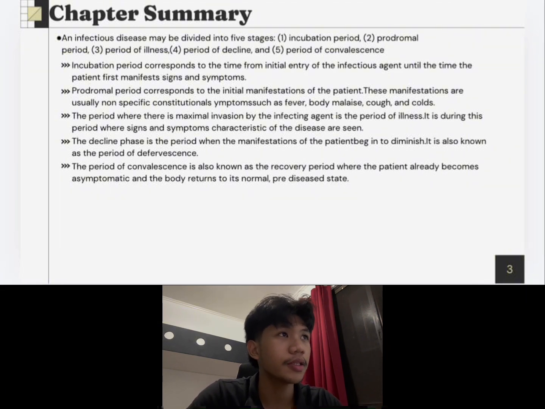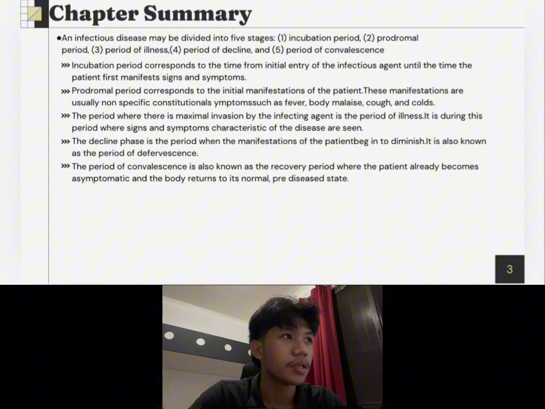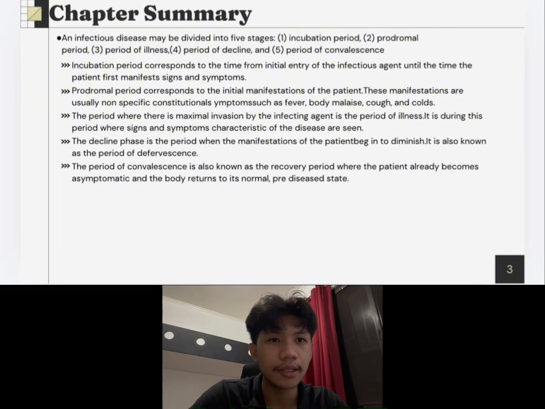And next, the third one is the period where there is maximal invasion by the infecting agent. This is the period of illness. It is during this period where the signs and symptoms characteristic of the disease are seen. This period also has the most severe signs and symptoms. And this period is the acute stage.